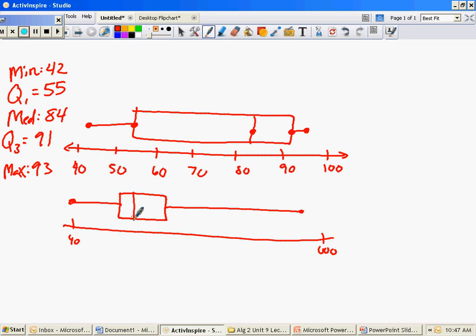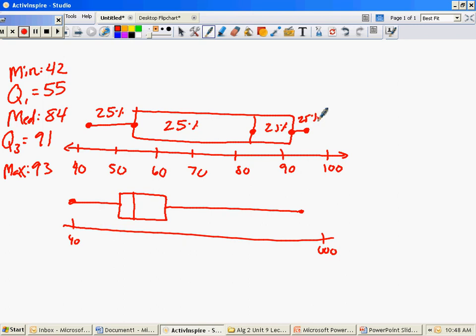What percent of your data is in between your minimum number and your first quarter? 25%, right? What percent of your data is between your first quarter and your median? Between the first quarter and your median is another quarter. How about between the median and the next quarter?